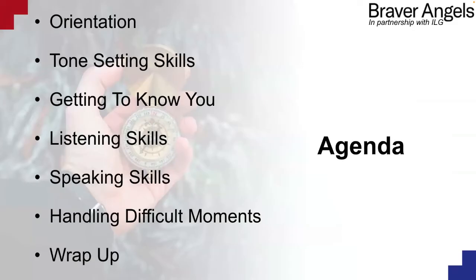So let's take a look at the agenda that we're going to be using for today. We're going to start out with an orientation, just including some background ideas that you should have in mind while you're conducting these conversations. We'll also have some tone setting skills that really help you to set up a productive conversation. Make sure that you're both in it for the right reasons. There'll be a getting to know you exercise where you're going to meet your practice partner that you're going to be practicing the skills with for the rest of the workshop.